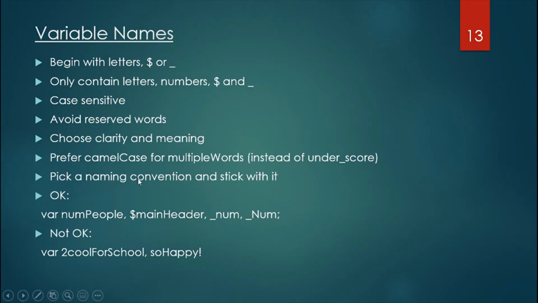Pick a naming convention and stick with it. If we are using camel case for our program, then use the same case throughout the program. Don't change the naming convention. Or if you are using underscore throughout your program, for declaring functions or variables, anything, then use the underscore.